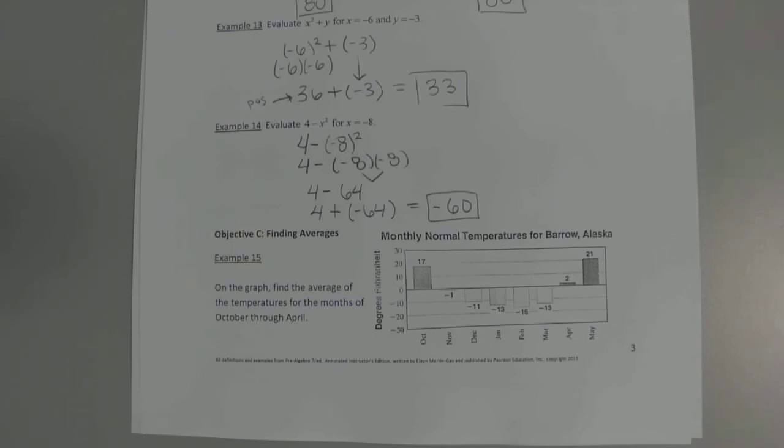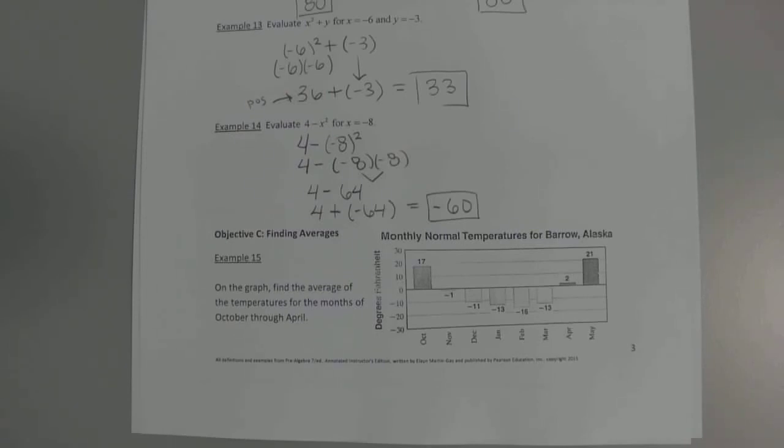The last one is a bar graph. It's not the most easy bar graph that we've seen. Usually bar graphs are nice and easy, and we can just read it and be done. This one is making us do some work, and it's a lot of work, okay? On objective C, we have to find averages, and we have to remember how to find averages.